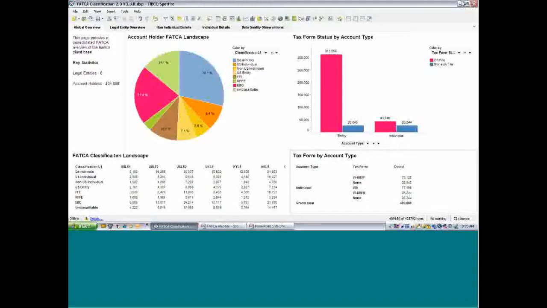So on the Spotfire demo, this first screen provides a view of the consolidated landscape to allow the user to understand the environment that they're working in. So we have 6 legal entities and approximately 410,000 account holders in this data set, which is a mock data set. The rest of the logic within this demo is the same logic we use with our clients.